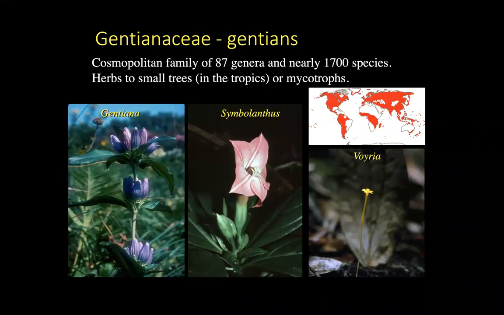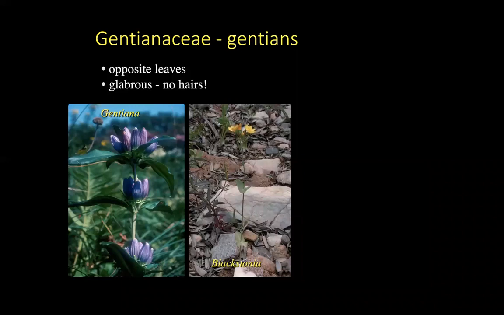Okay, so first family, the gentian family, the Gentianaceae. This is found all over the world. There are some really cool gentian groups in New Zealand. There are really cool gentians in mainland Africa and Madagascar, as well as throughout South America. In the tropics, they can be trees, but in our neck of the woods, they're mostly going to be herbs. There are some mycotrophs. That's going to be a theme of the day, plants that actually consume fixed carbon from fungi. This group shares having opposite leaves, and they are glabrous, lacking hairs. Pretty wild, right?